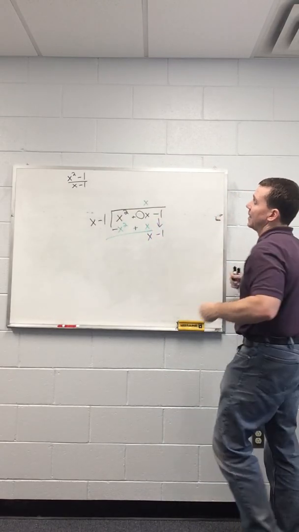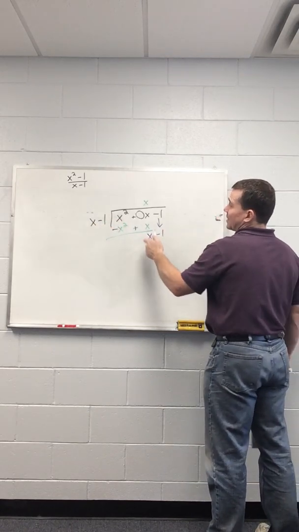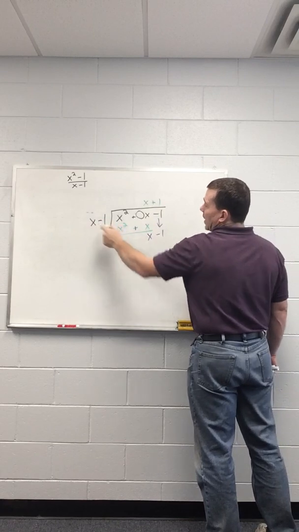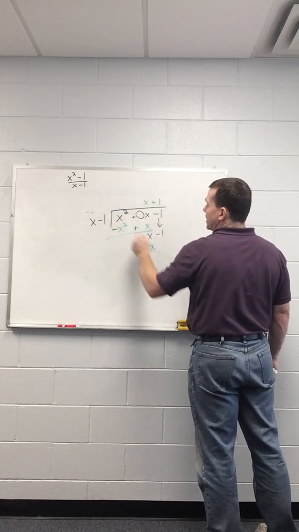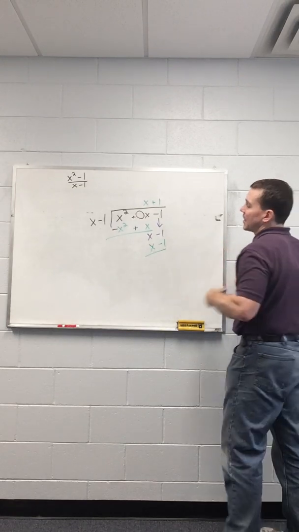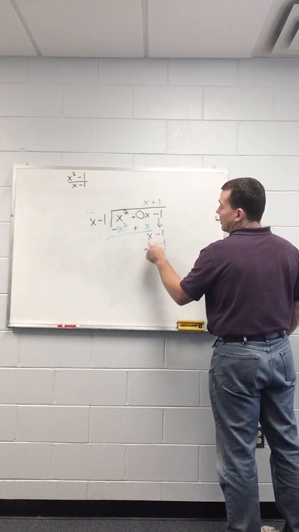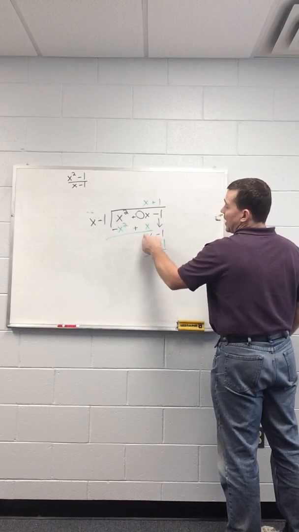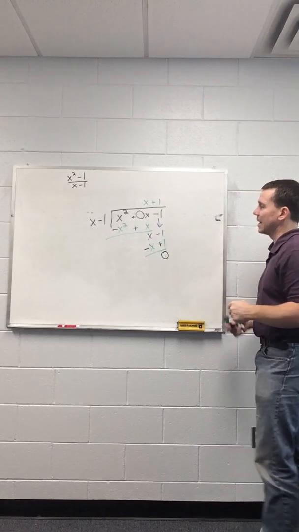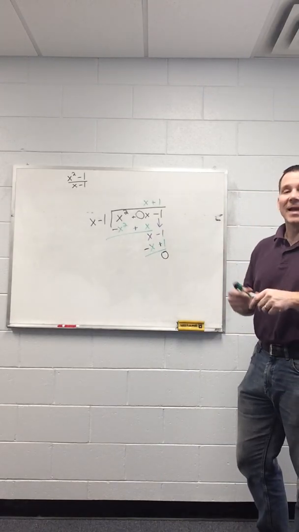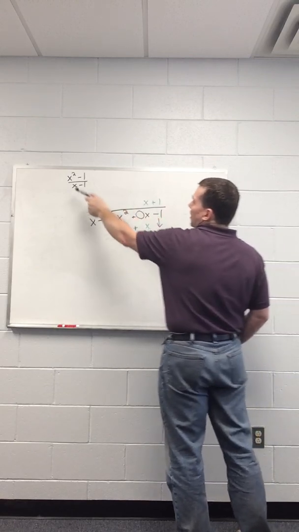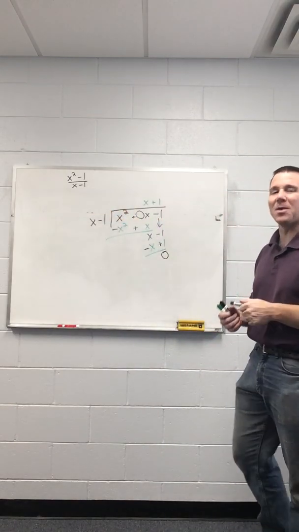I go back to the beginning. What do you multiply x by to get x? 1. So I put plus 1 on top. Now I multiply. 1 times x is x. 1 times negative 1 is negative 1. I switch the signs of everything. Positive x becomes negative. Negative 1 becomes positive. X minus x is 0. Negative 1 plus 1 is 0. There's nothing left. And I'm good to go. And again, harkening back to what we already know, x minus 1 times x plus 1 is x squared minus 1. So we know that'll work.